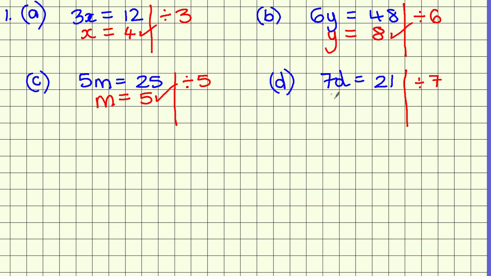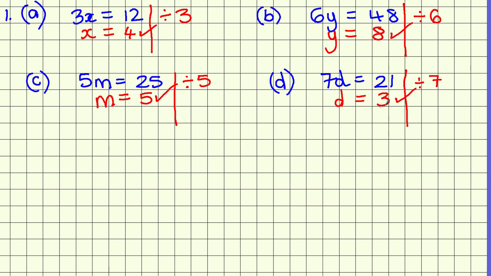So that gets rid of that 7, so it leaves you with d equals, and then you need to think of your times tables, so 21 divided by 7. Give you time to think of that. Your answer is 3. So your final answer is d equals 3.